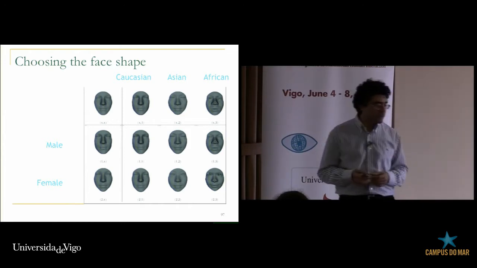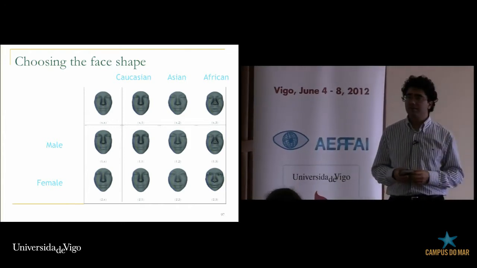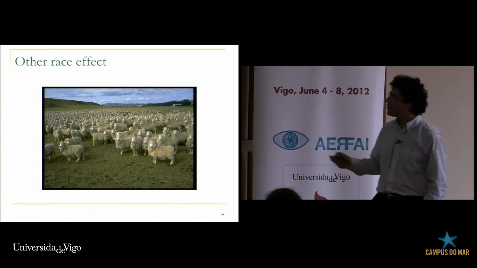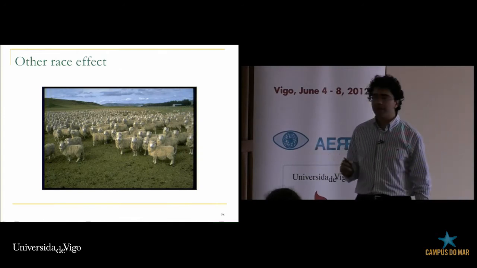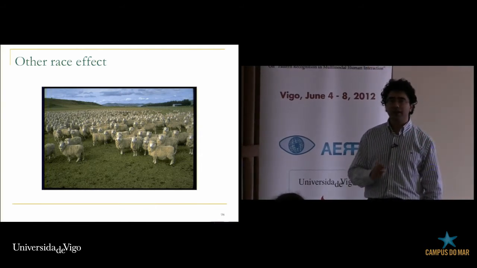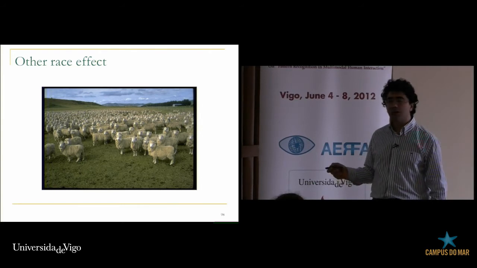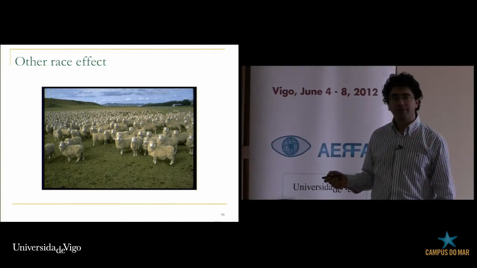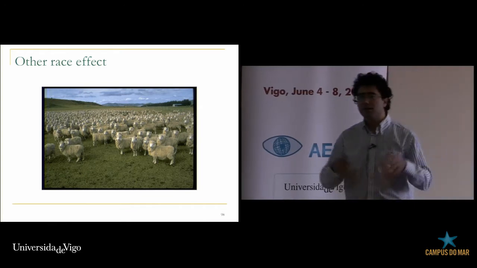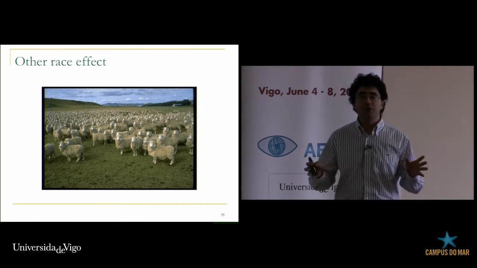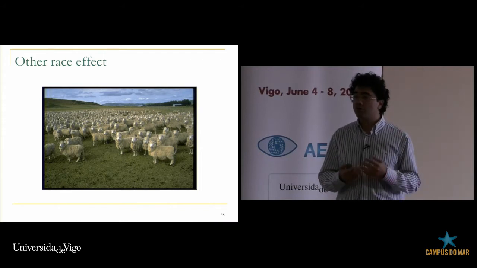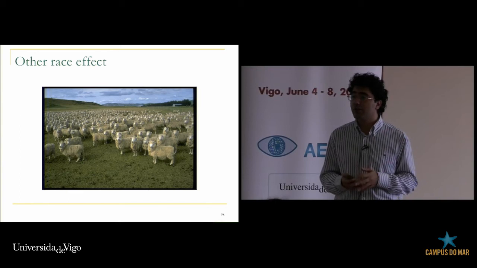Do you know the other race effect? Who knows here the other race effect? Okay. What happens when you look at sheep? Can you tell one sheep from the other? You probably can't. But the herder can do that. And this is what happens to humans. When I go to the US, if I see a lot of black people, I'm not going to be able to tell them apart, because I am not exposed to black faces from childhood on.